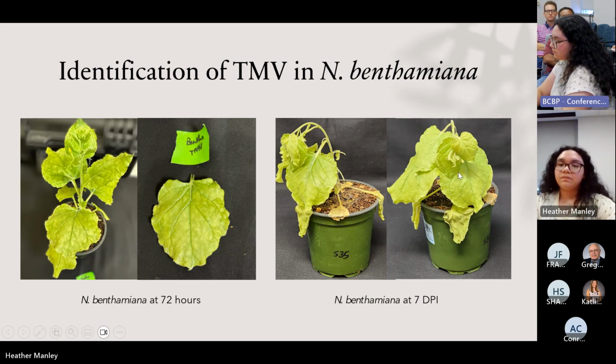So there was no necrosis. If I would have gone to observe the plant at 10 days, then maybe there would have been necrosis. But at this point, the plant was just wilting, so sad.